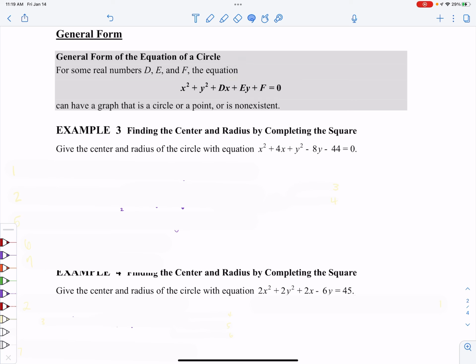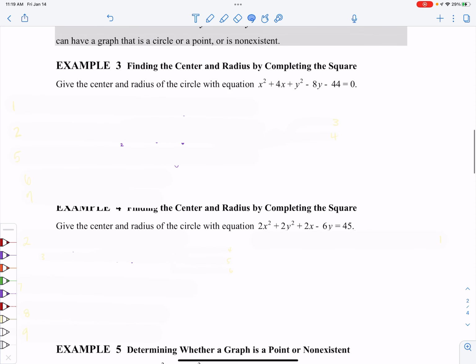So example number 3 says that we should find the center and the radius of the circle. And it gives us a hint that we should do this by completing the square. Now, hopefully you remember from previous math classes how to complete the square. I'm going to walk you through this first question, but if you need another video on completing the square, just text me or email me, and I will send you another video from a previous math class that walks you through a little bit more slowly.